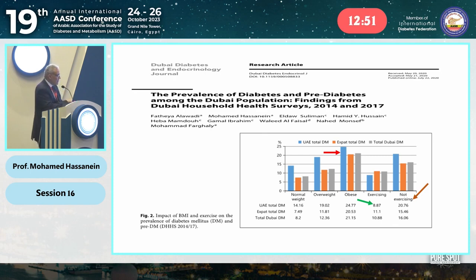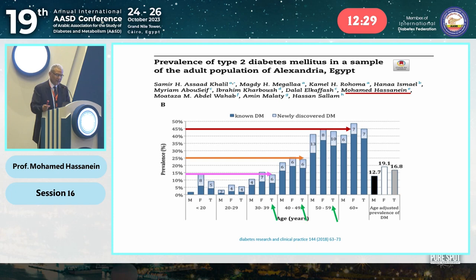Prevalence of diabetes is much higher in obese versus those who are normal weight, and prevalence of diabetes is also much higher in those who are physically inactive compared to physically active. Nearly 3 times the prevalence of diabetes is in those who are inactive regardless of their weight, and this is the data that we've shown and presented in 2017.